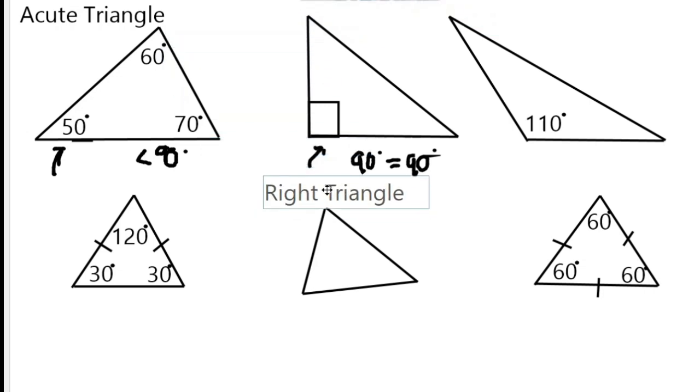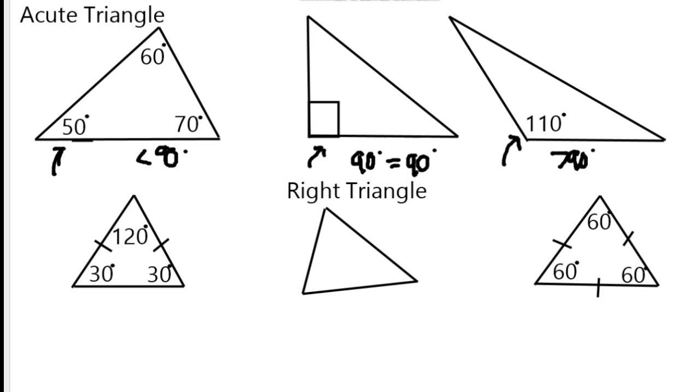Also, we have here an obtuse triangle. An obtuse triangle is when it exceeds 90 degrees. It passes that degree, so it's greater than 90 degrees.